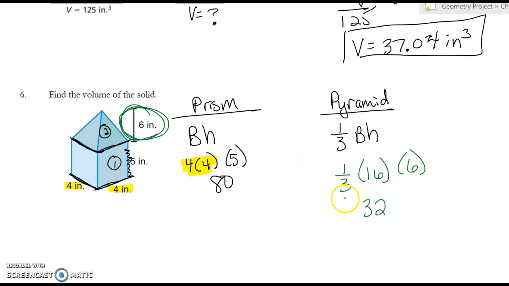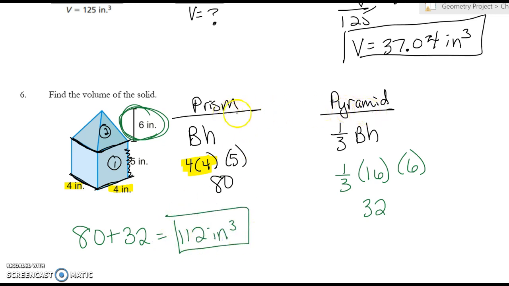Now, what happened with these two is I put them together. So when you add them together, you're going to add. So I put them together, and so I get 112 inches cubed. Separate it out and say what you're looking for. It makes the problem easier. And then go back to the process that we've done for these problems, and you'll be able to do composite figures.